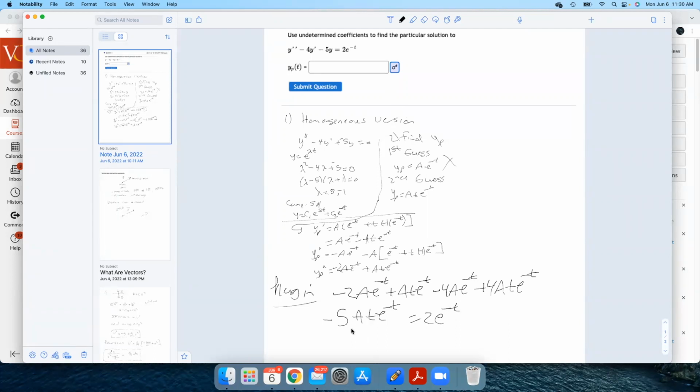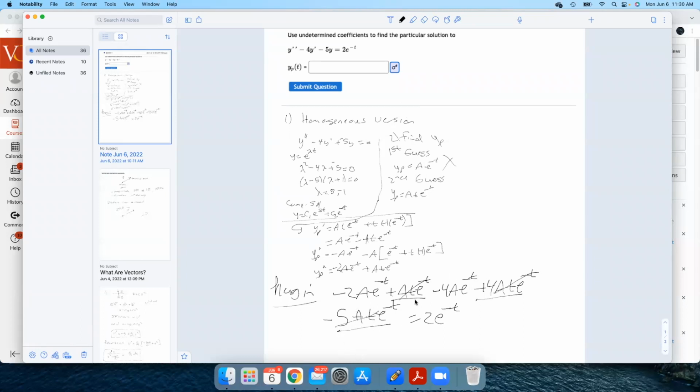In order for that to happen, all these guys with the a t, all the guys with the extra t, are going to have to end up canceling out. If these guys right here don't end up canceling out, something's going to be wrong because I don't have anything that looks like t e to the -t on the other side. But look, they do. I've got 1 plus 4 minus 5. Those all canceled out.